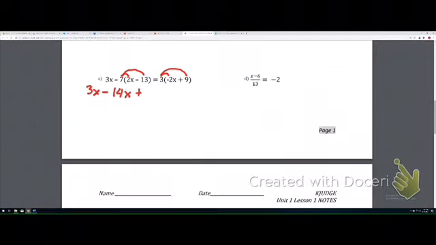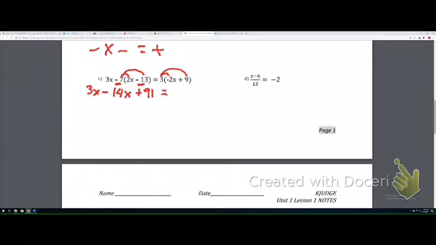Then we've got plus 7 times negative. It's going to be negative 7. We've got this, and negative 13. So negative 7 times negative 13 is going to be positive 91, because remember, negative times a negative equals a positive. So we've got to distribute on that side. Now we're going to distribute on the other side.